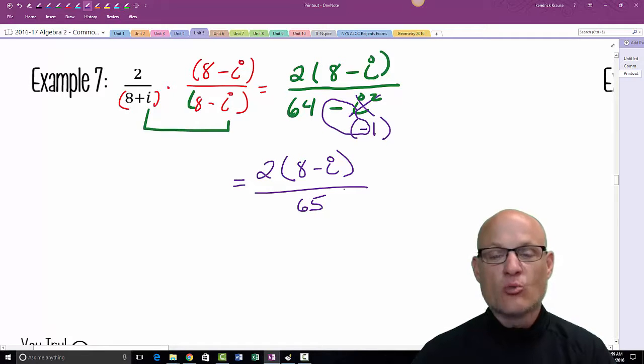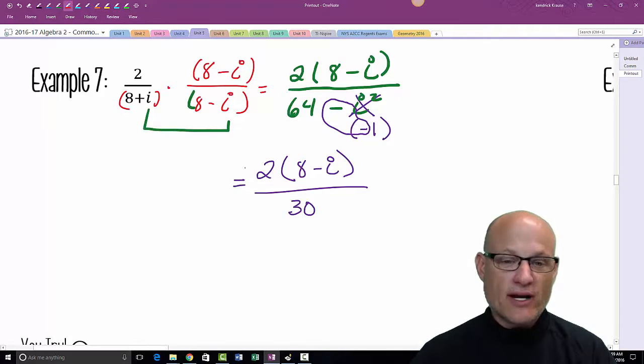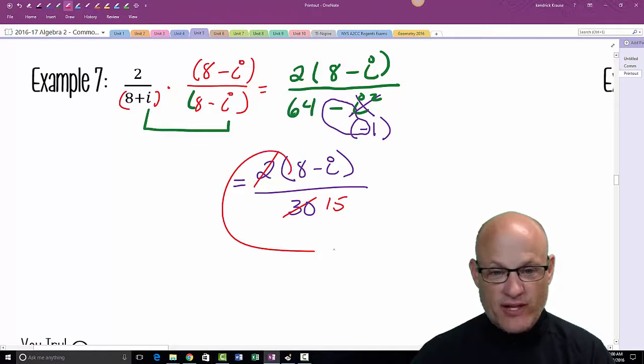Now, here's why you wouldn't want to cancel it. 65 was the right answer, but let's say when you did this math, you ended up with 30 here. 2 goes into 30 15 times, and then you'd have to finish it like that. So you just have to look to see if there's any simplifying left to do. That's why you don't want to distribute.